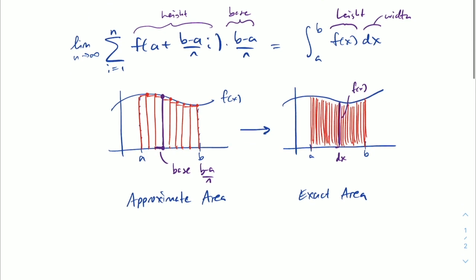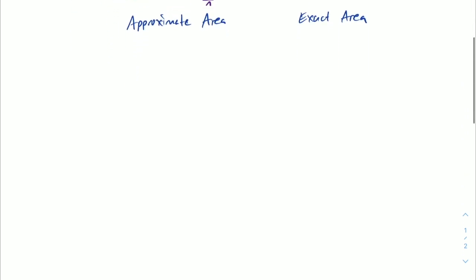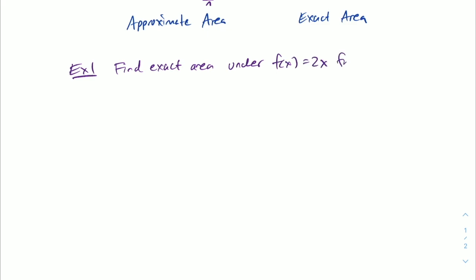All right, let's do an example where we compute this limit. So let's find the exact area under f of x equals 2x from x equals 0 to x equals 1. We're going to be computing a definite integral here, the integral from 0 to 1 of 2x dx. And by definition, this is going to be the limit as n goes to infinity of a Riemann sum.